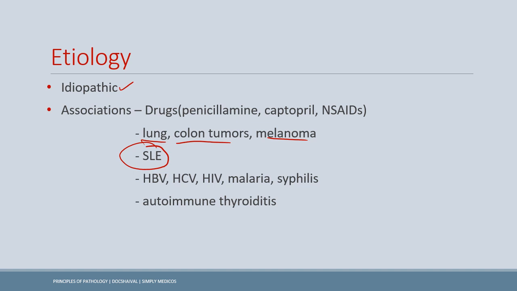If it presents with nephrotic syndrome, then most commonly it is associated with membranous nephropathy. All other causes of diseases related to nephrotic syndrome, that is FSGS, MCD, and MPGN, are also seen in lupus patients. Now, HBV, HCV, HIV, malaria, and syphilis are all linked to membranous nephropathy.